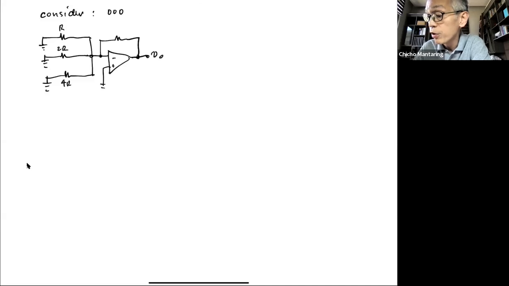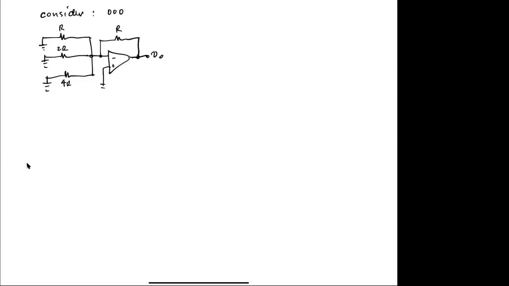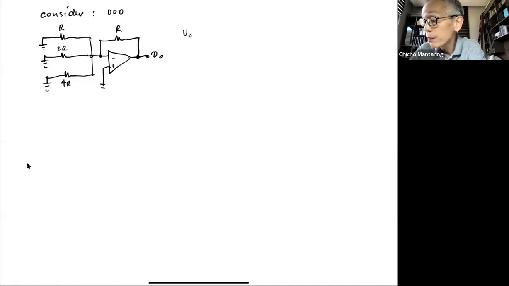And this is V sub O. And this is also R. What is the value of V sub O? Anyone? Can somebody tell me what V sub O will be? Sir, is it 0? Yeah, V sub O will just be equal to 0, no?